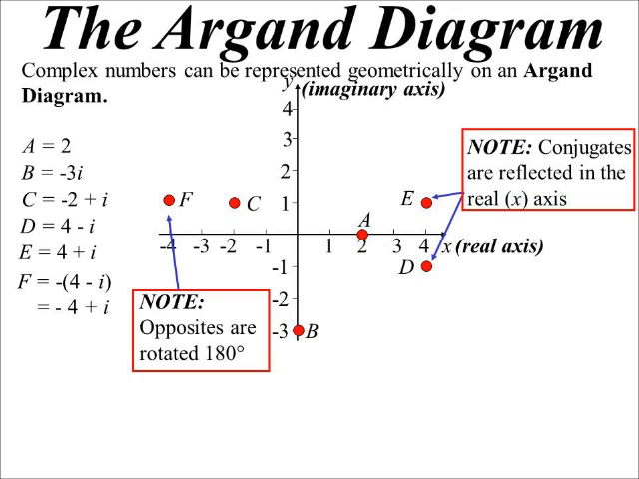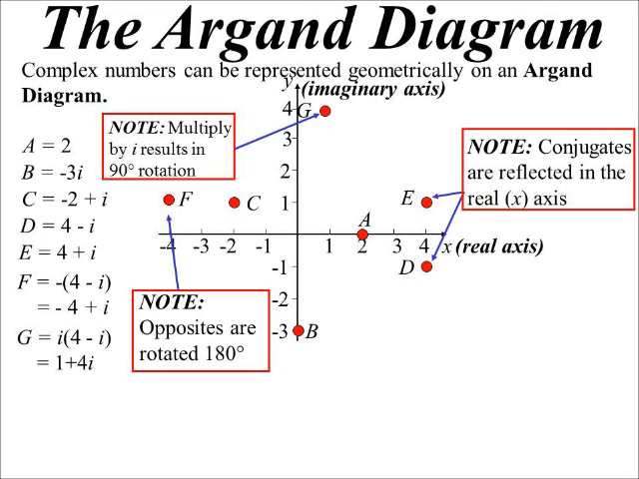So they're not conjugates, but they're sort of like opposites. So they rotate by 180 degrees. And that's it. There's D, which was plus 4 minus i. There's F, which was minus 4 plus i. They're directly opposite, so you could join them with a straight line going through the origin.